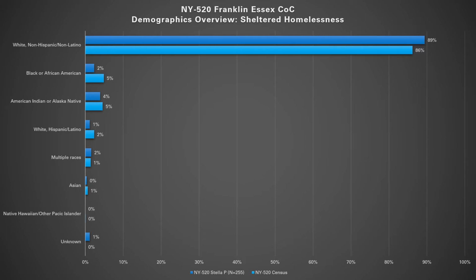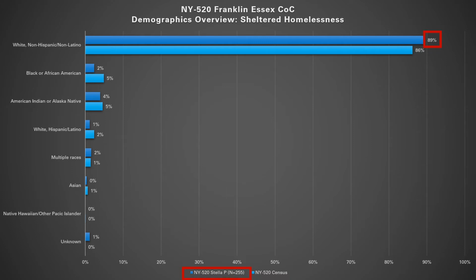This community has a total population of 86,907 residents, and the HMIS data in the report period has 255 adults and households. In this community, white, non-Hispanic, non-Latino people comprise 86% of the population and make up 89% of those served in a homeless system. In other words, 227 of the 255 clients in the HMIS were white, non-Hispanic, non-Latino within the report period.